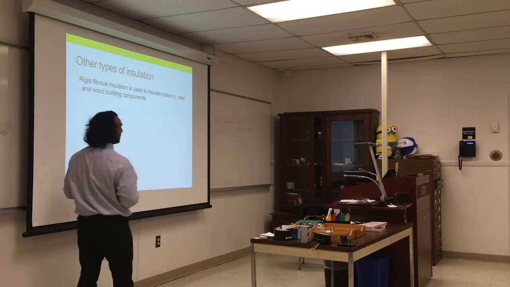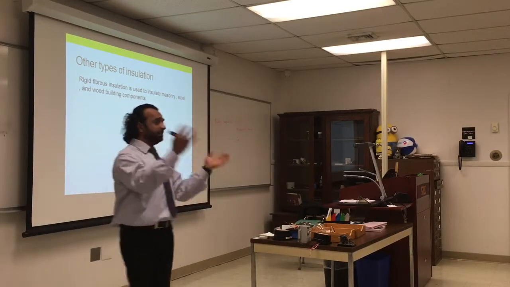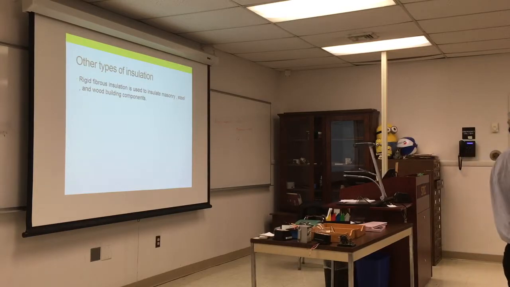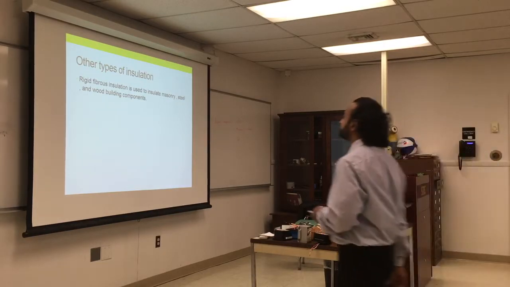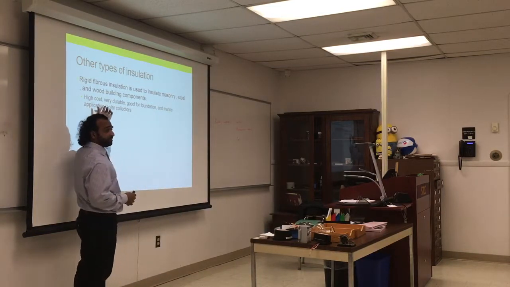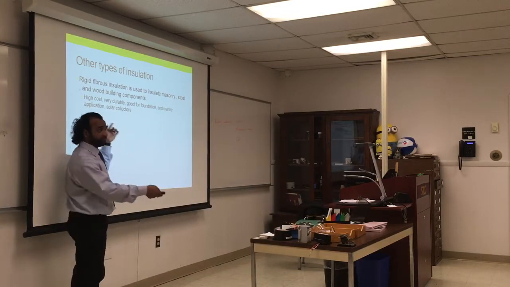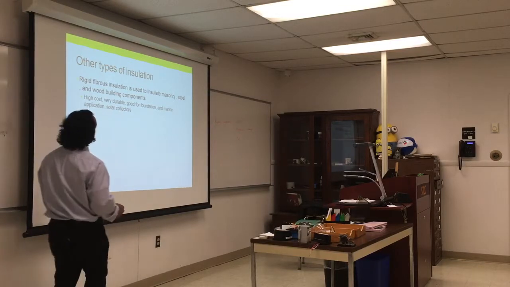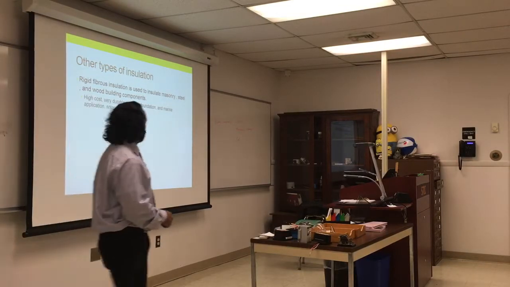Steel and wood building components. As Chris said, steel beams are covered with blankets of insulation because they conduct a lot of heat. You want to do that. They are expensive. Rigid fiber boards are very expensive, relatively speaking, but they're very durable and they're good for foundations, marine applications, and solar collectors.